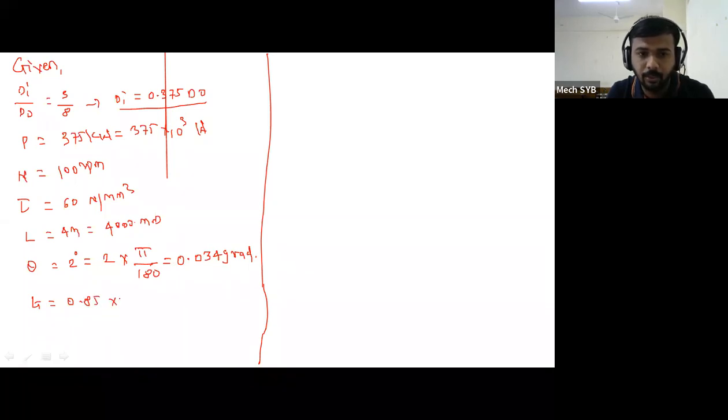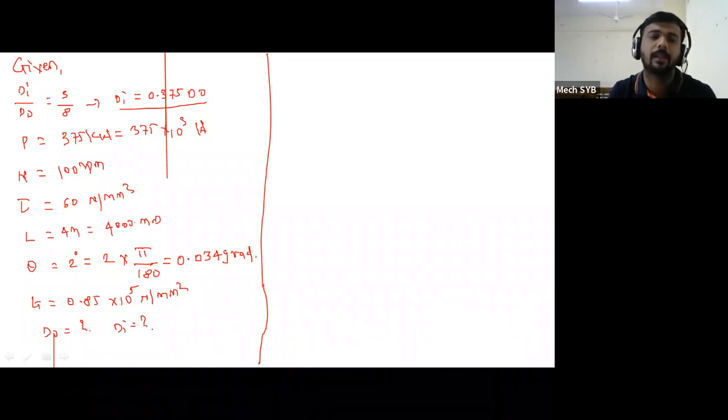0.85 into 10 raised to 5 Newton per mm square, and we have to calculate the external diameter and the internal diameter. So we have to solve the same problem by using the shear stress concept and by using the angle of twist concept. But before that, wherever the conversions are required, that is 3 by 8, we have to convert to 0.375. The theta value is given in degree, you have to convert it in radian. To convert degree to radian, you have to multiply by pi by 180.